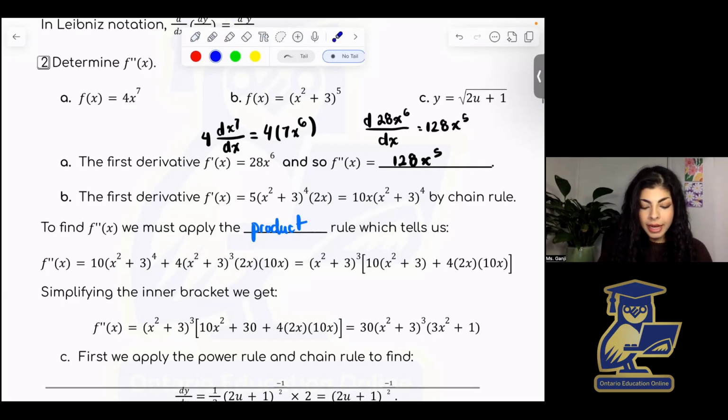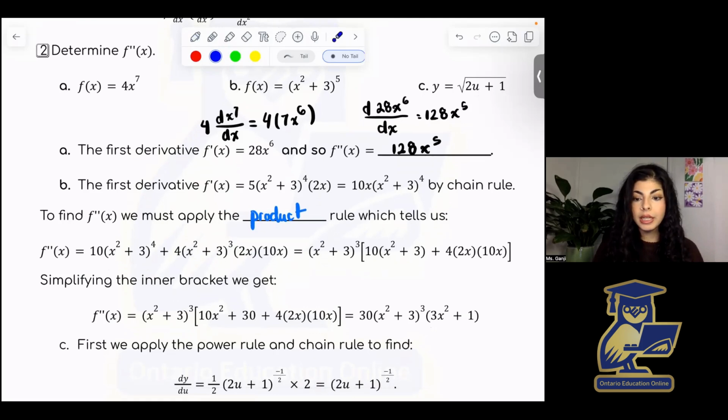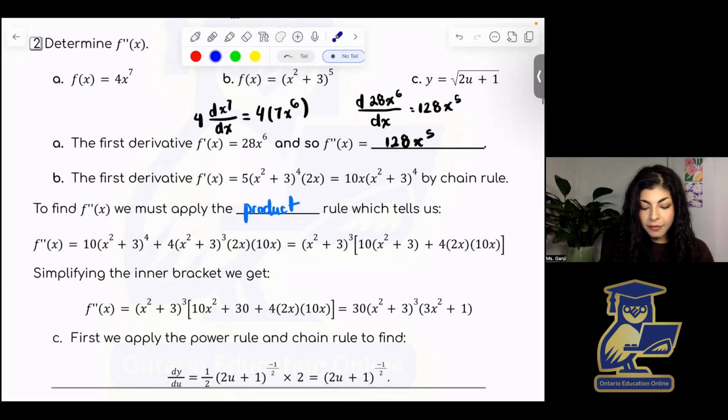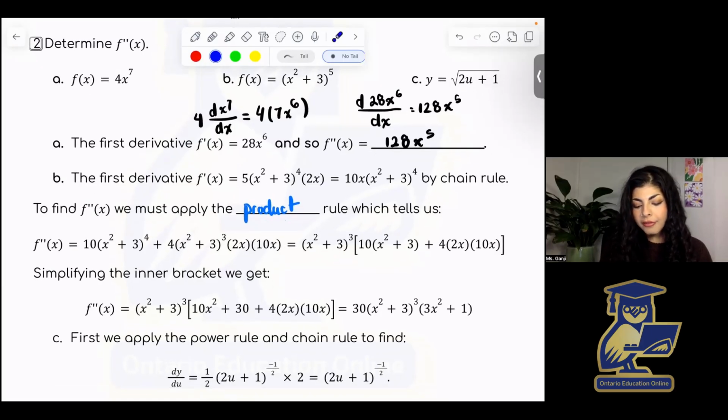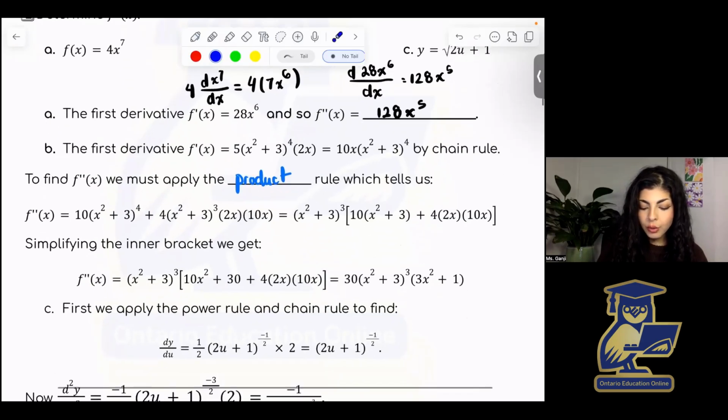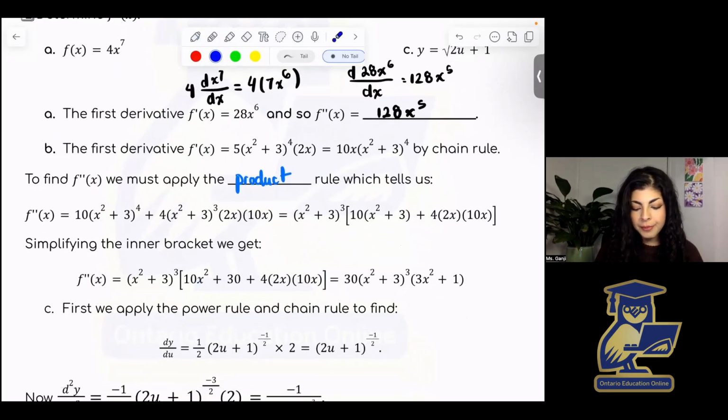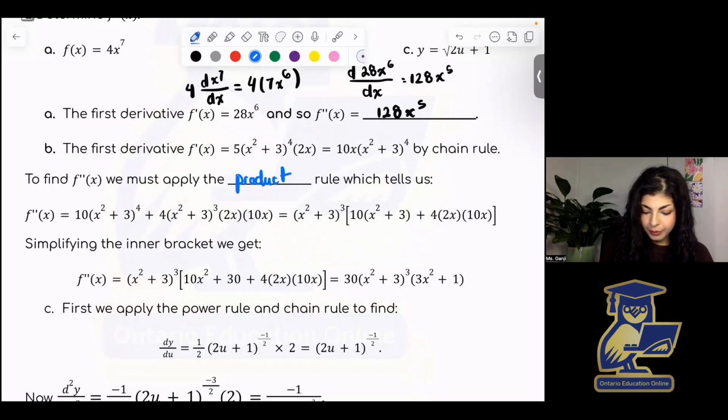And here now you can see that (x squared plus 3) cubed is a common factor in both of these. And so I can factor that out. And then I have my remaining terms. And I want to pretty much simplify these so I have a nicer expression for my second derivative. So here I've just done the distributive property, and this one we can evaluate as well. We'll just have 80x squared.